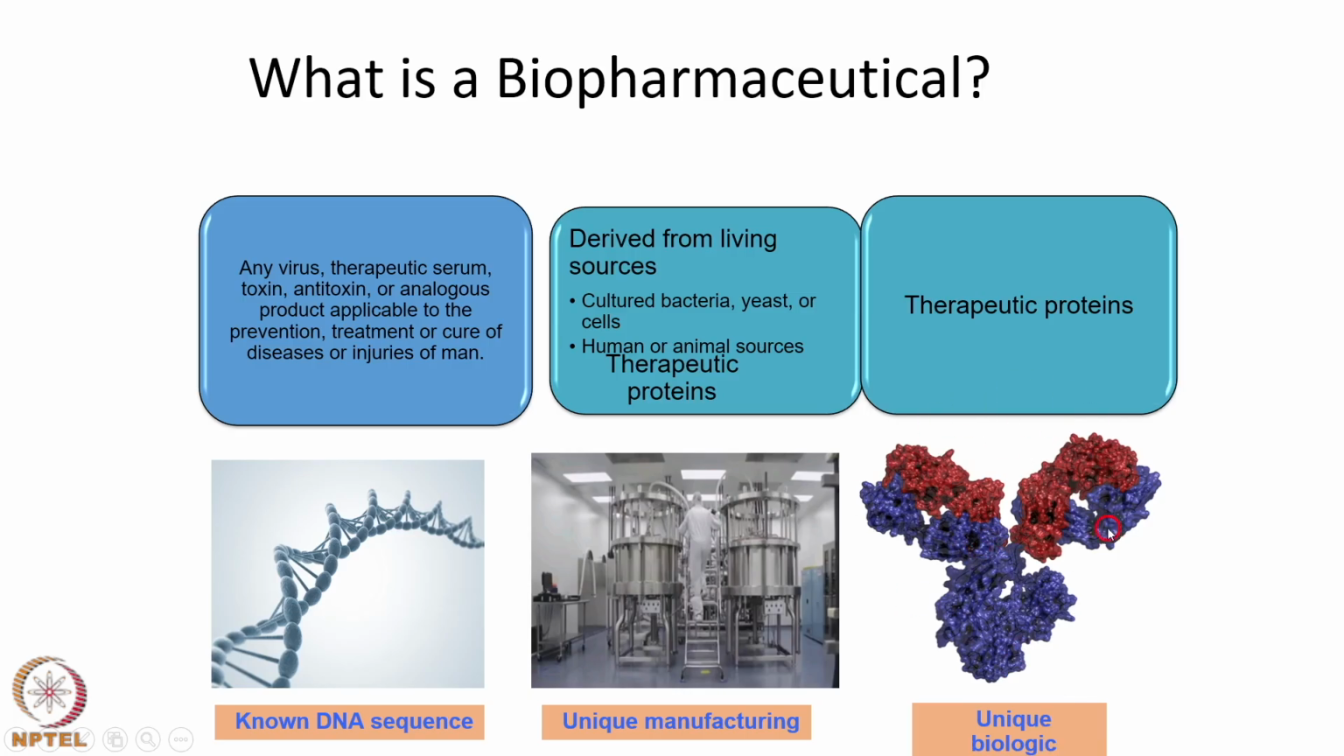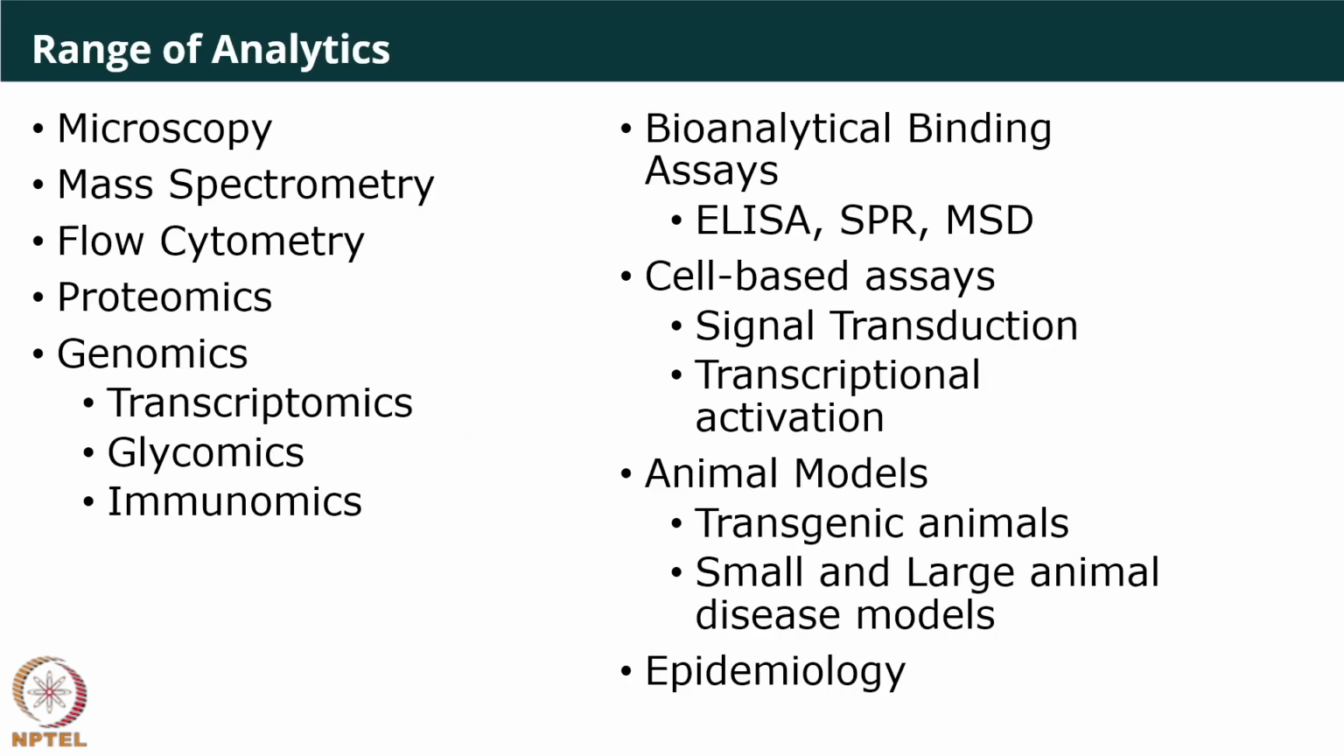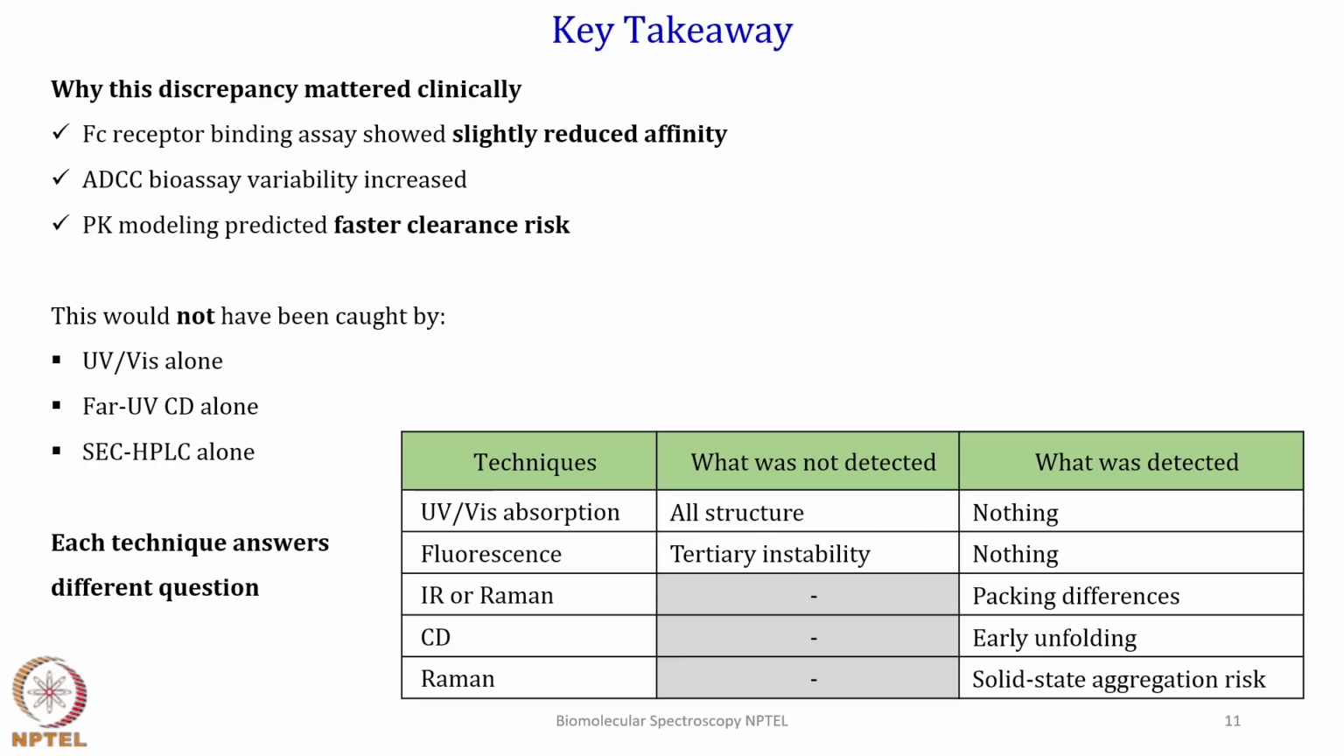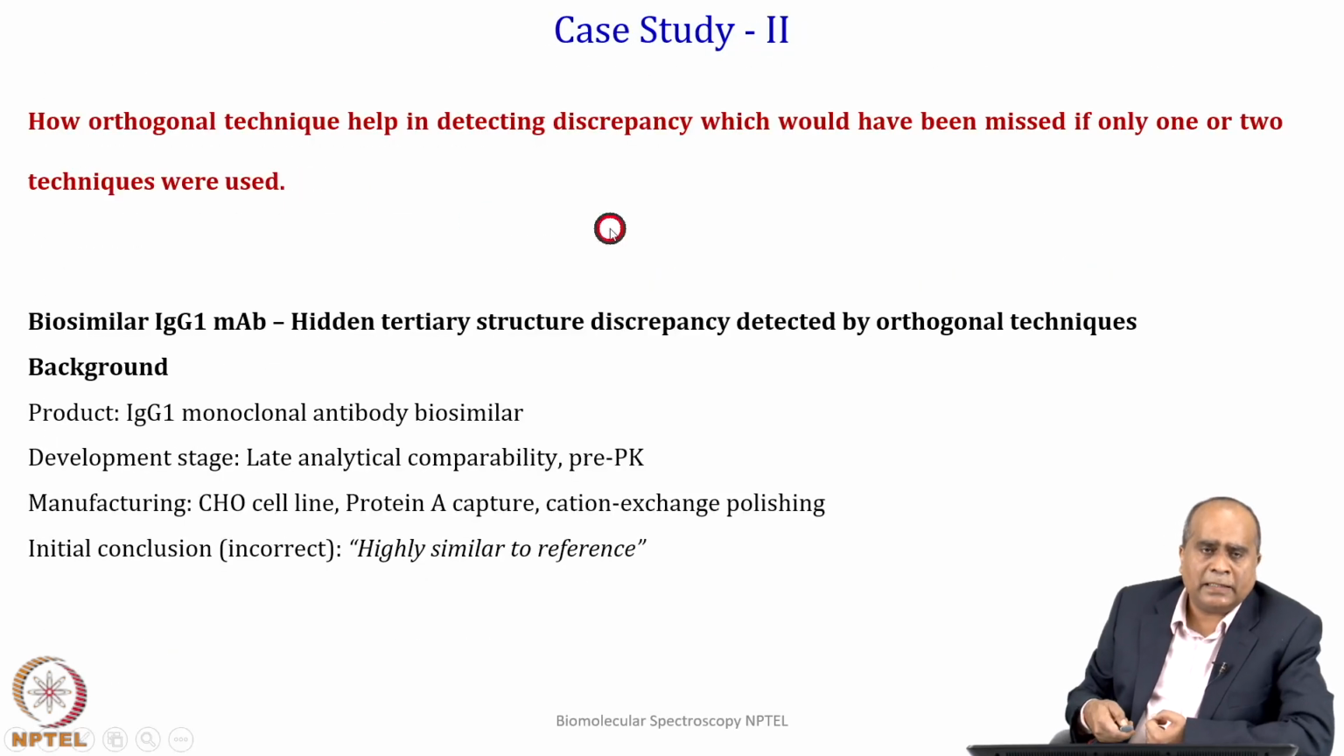So, it is too complicated even to make a biosimilar; even if you know many things, to get this biosimilar right takes years of research and extensive data generation. Now, how can we take this as a case study to understand how orthogonal techniques can help in detecting the discrepancy which would have been missed by one or two techniques. So, the biosimilar that we are taking is an IgG mAb. It has a hidden tertiary structure discrepancy that can only be detected with orthogonal techniques.